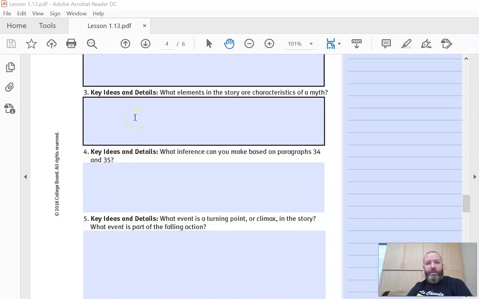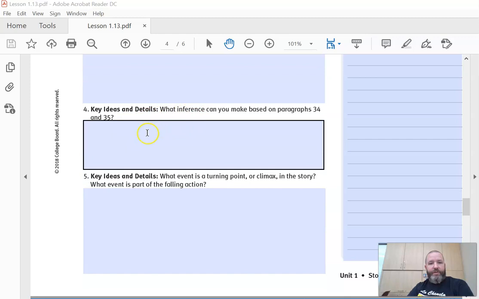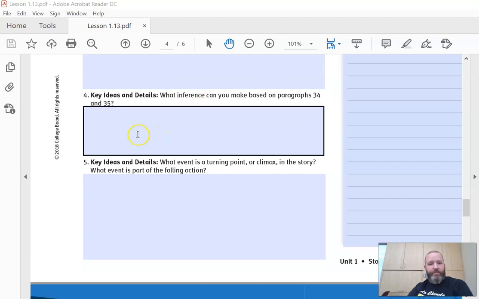What elements in the story are characteristics of a myth? So all of us have heard myths before. So when we think of a myth, what type of things do we think of in general as myths? So make sure, and how does that match with the story of Icarus and Daedalus? What inference can you make based on paragraphs 34 and 35? Remember, an inference is that best guess based on textual evidence.